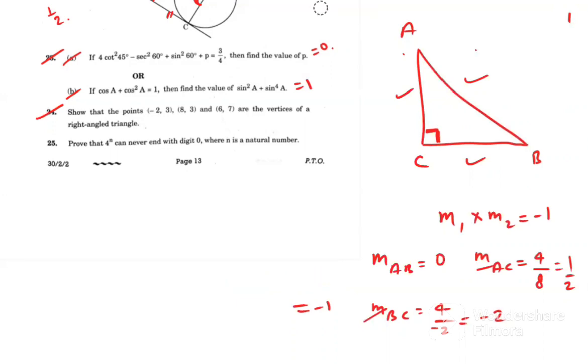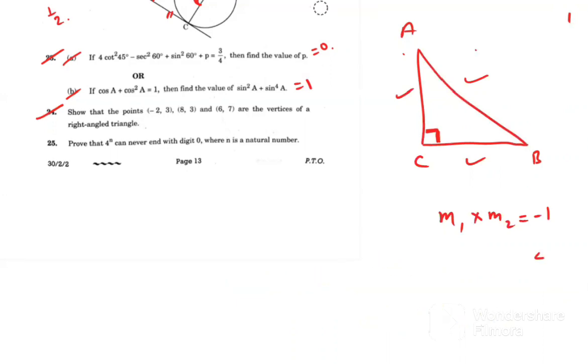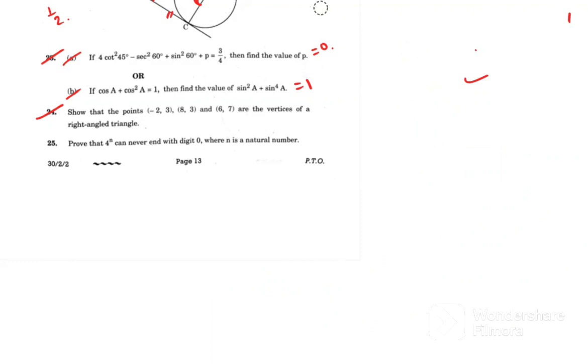Okay. All right. So moving on to question number 25. Question number 25 talks about proof, which says prove that 4 power n can never end with digit 0. Right. So there are two methods. One is the conversion method, which you have learned in your NCERT textbook, which says 4 can be written as 2 into 2, and if any number can be written as a product of 2 and 5, then only it ends with 0. Right. So let's see another proof.